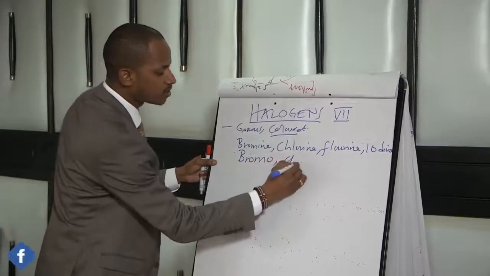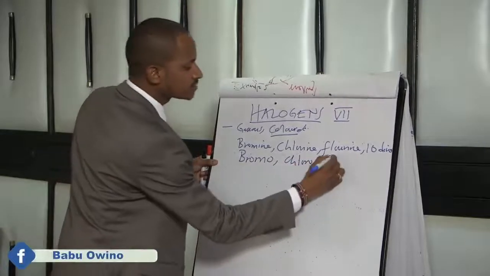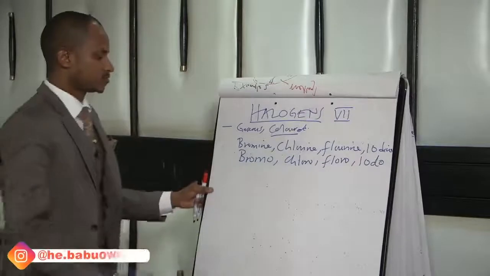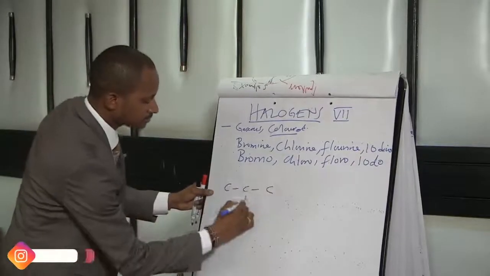For this one it is chloro. For this one it is fluoro. And for this one, iodo. So suppose we have an example as that.